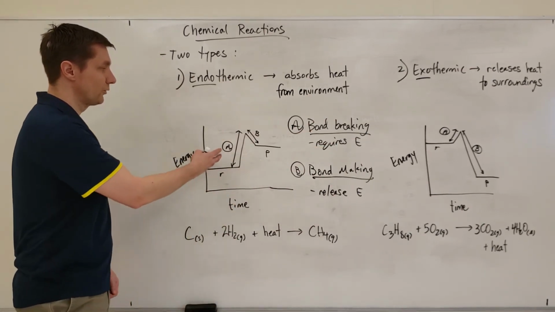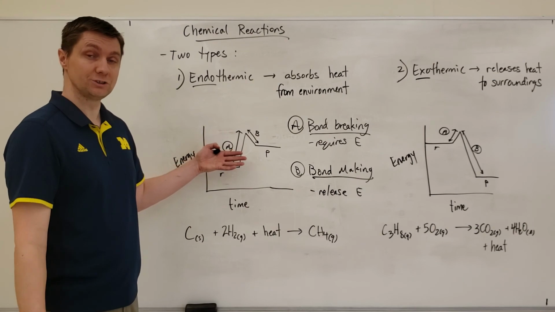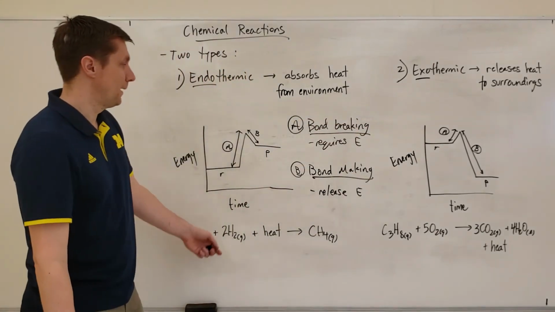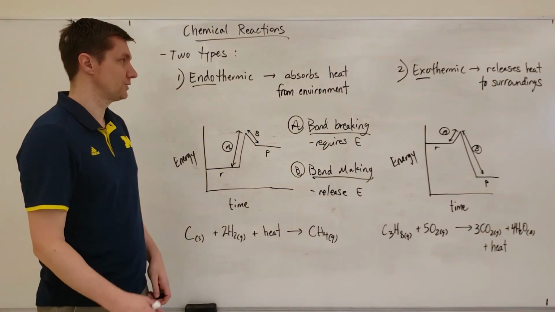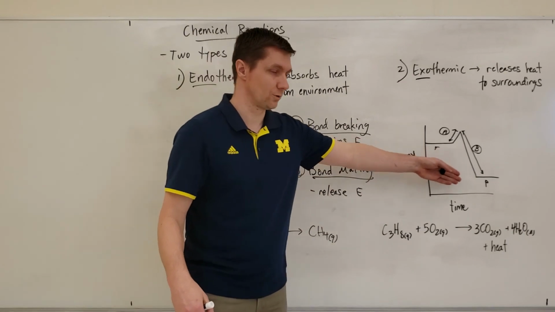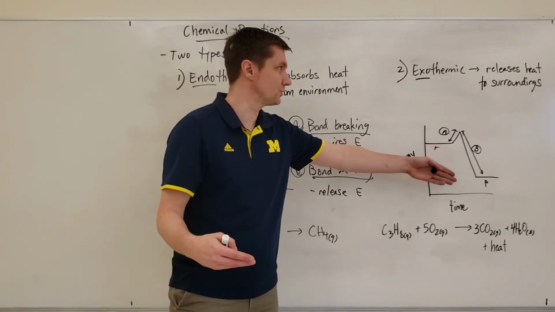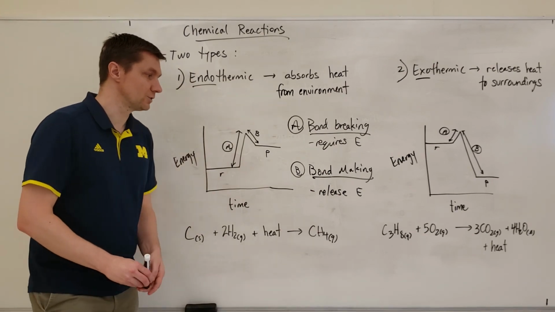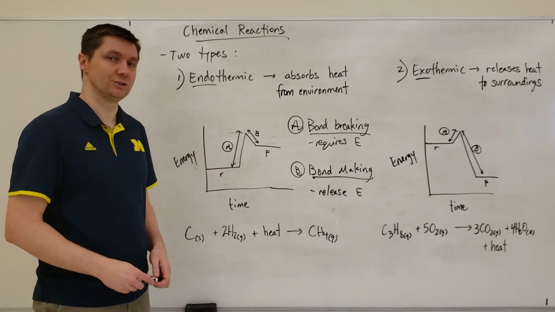So you can see for endothermic reactions, it requires a lot of energy to break bonds, not very much for exothermic reactions. But for endothermic reactions, we don't release a lot of energy when we make the products, but for exothermic reactions, when we make the products, we do release a lot of energy. And so it's this net amount that changes between the two.